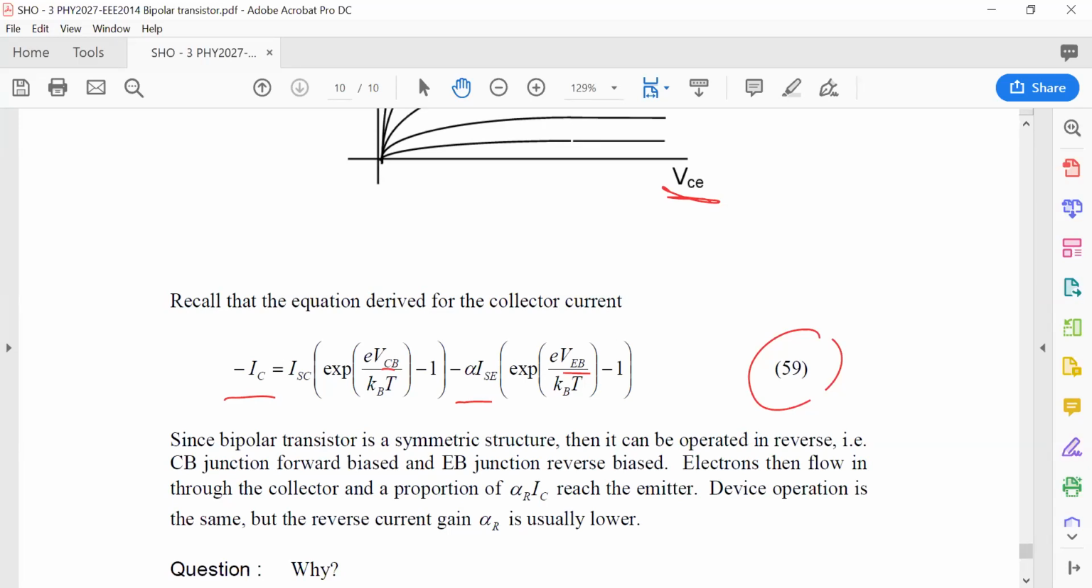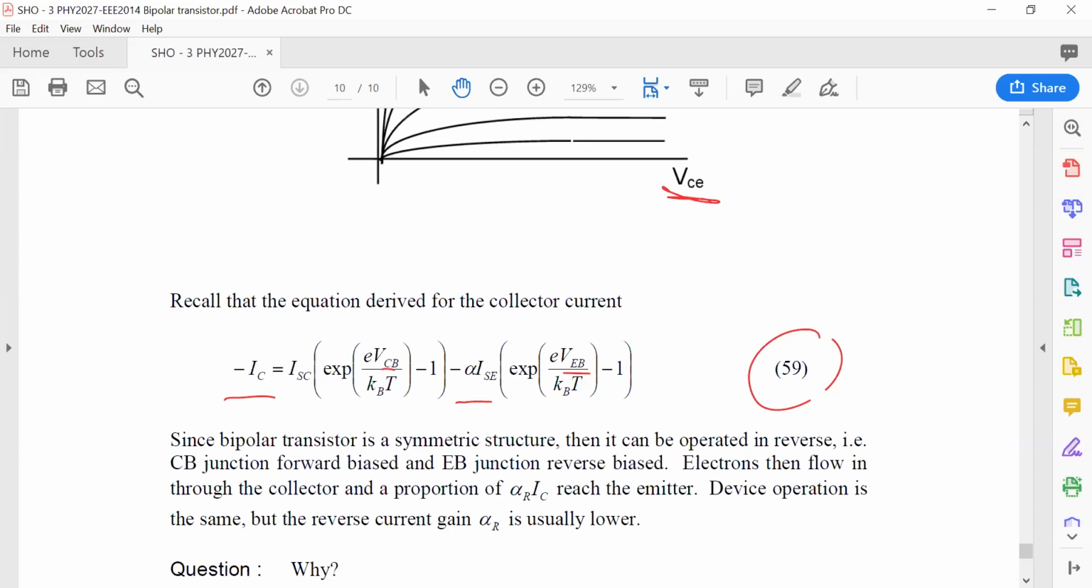Okay, so you've got one diode. Normally you've got one diode, the emitter base diode operating in forward bias, and the collector base diode operating in reverse bias, and that's what we've derived. Those are the characteristics we've shown and the calculations we've worked with.